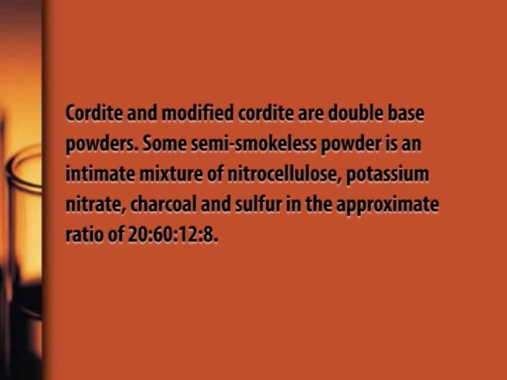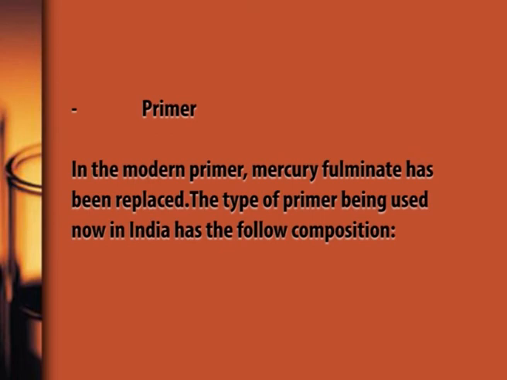Nitrocellulose is used alone or in combination with nitroglycerine to form smokeless powders. The former is called as a single base powder and the latter as double base powders. Cordite and modified cordite are double base powders. Some semi-smokeless powder is an intimate mixture of nitrocellulose, potassium nitrate, charcoal and sulfur in the approximate ratio of 20:60:12:8. Next, after talking about the propellant components, we have the primer composition.